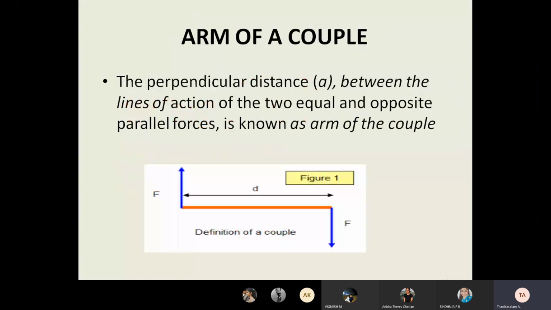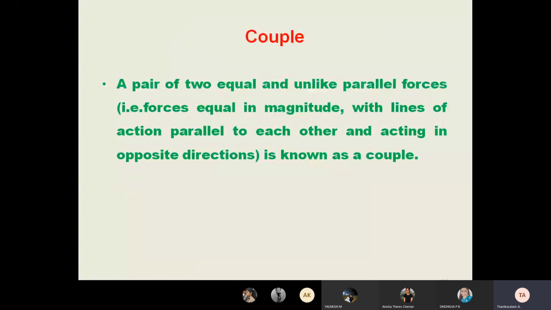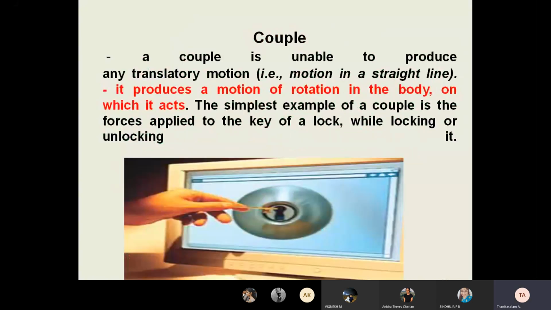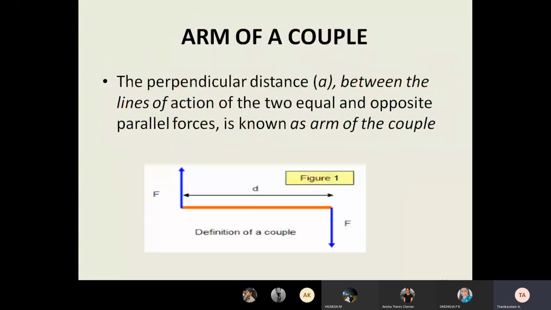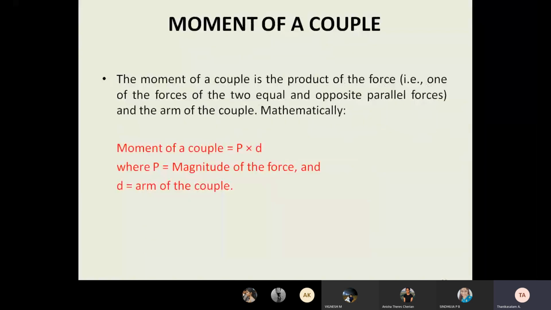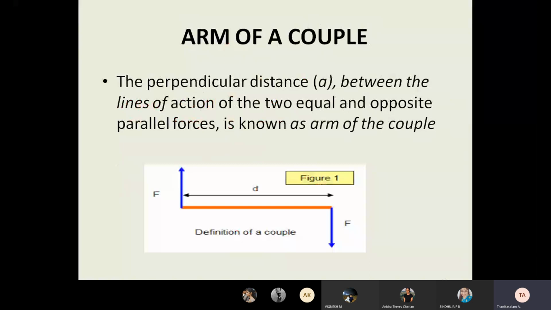What is a couple? Two equal forces acting in opposite directions. Understand? Two equal forces acting in opposite directions is called a couple. This is the example. What is the arm of the couple? The distance between the two equal opposite forces is called the arm of the couple. What is the moment of the couple? The force into distance is called the moment of a couple.